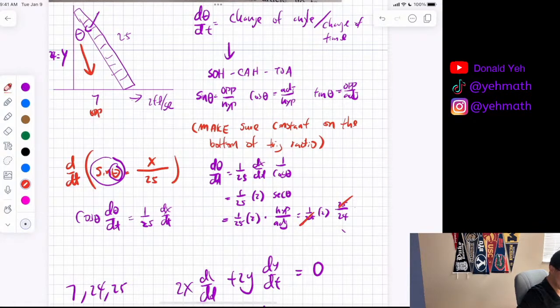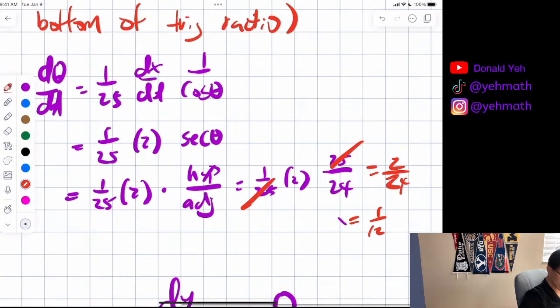$25 will cross out, and that's going to be 2 over 24, which is equal to 1 over 12. And then 1 over 12 is going to be radians per second. Now, some people say, what is a radian? 1 radian is what? How many degrees is 1 radian?